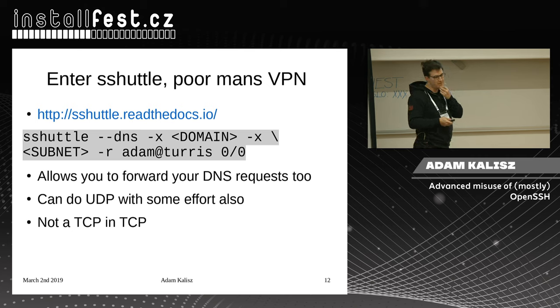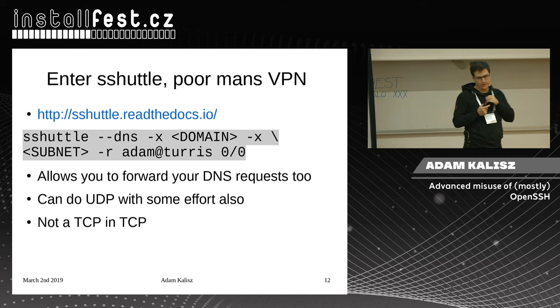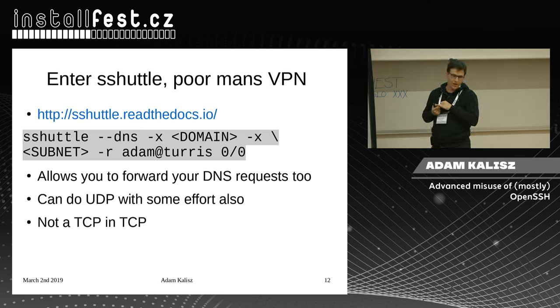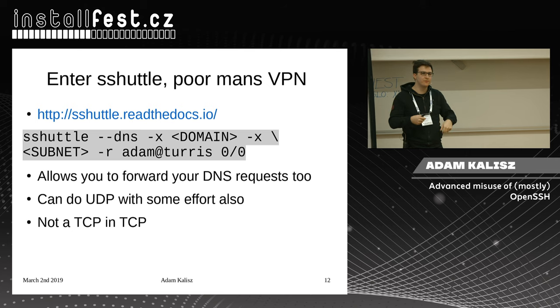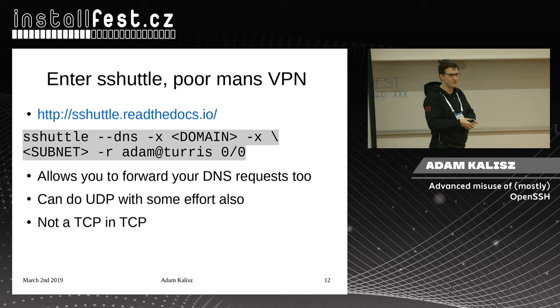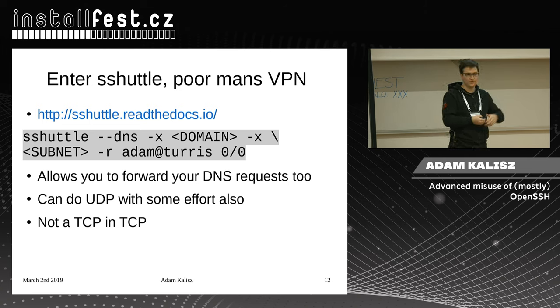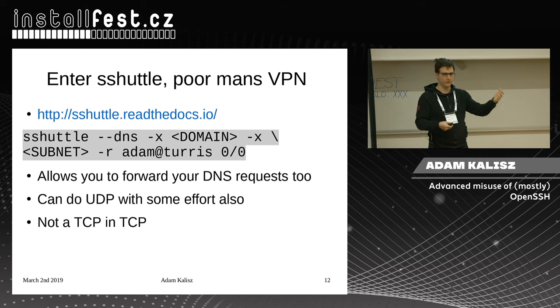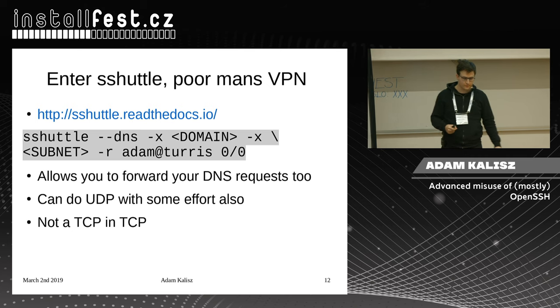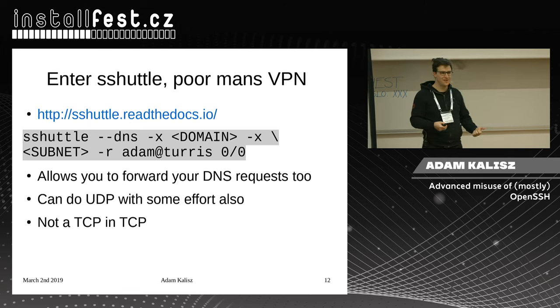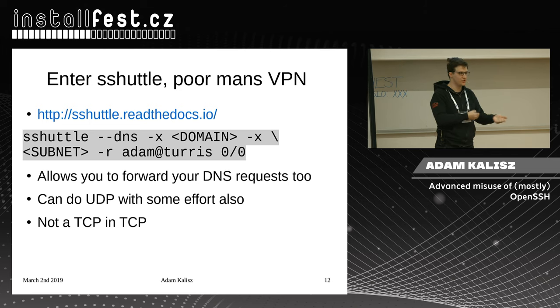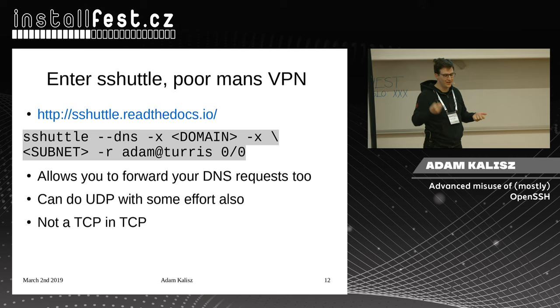By default, it only forwards TCP connections and DNS requests. Those DNS requests basically originate from the remote machine then. So you have to configure DNS correctly on the target machine, because the target machine is who is asking for DNS then. You can't do ping over this. That is quite inconvenient, because if you manage some switches or routers, then you ping all the time, and this doesn't work. So keep that in mind.